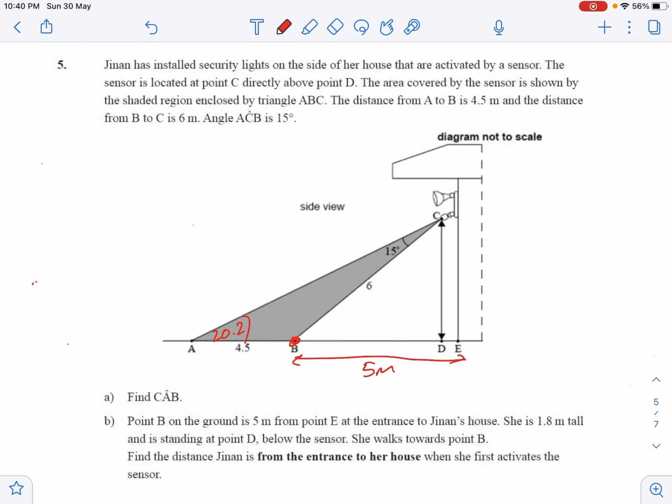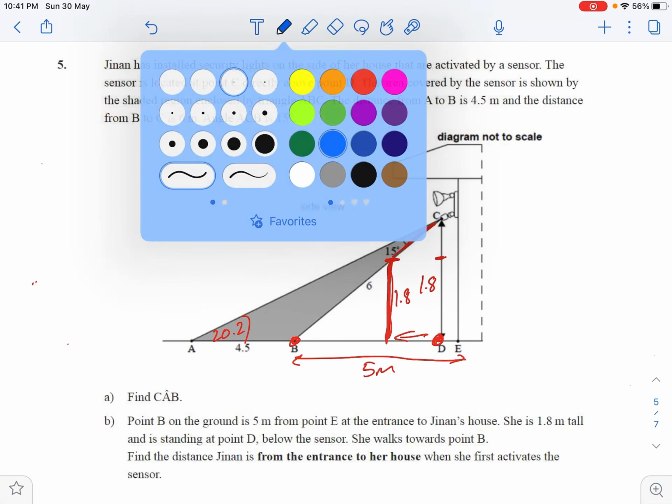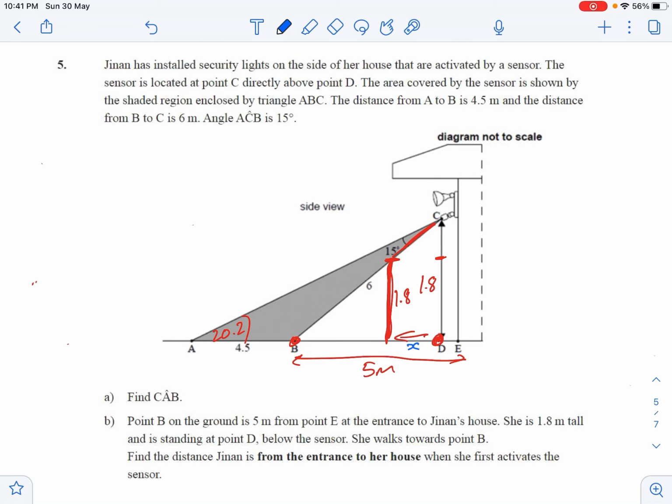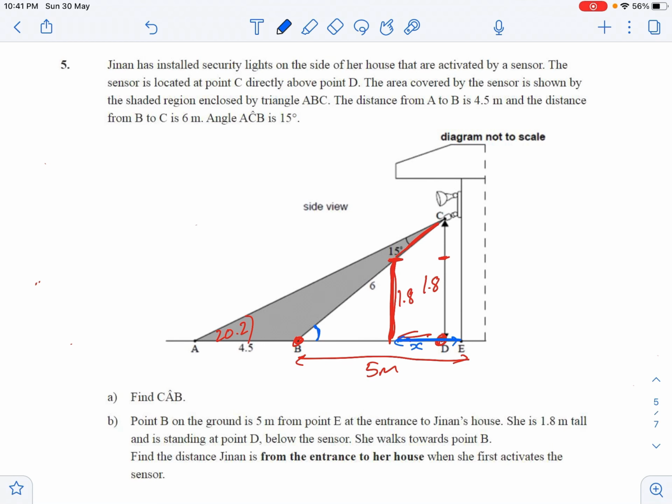She is 1.8 metres tall and is standing at point D, 1.8 metres. She walks towards point B, so she's going to be walking this way, and at some point, that 1.8 metres of her height hits this sensor. So somewhere here, let's imagine this is my diagram, this is going to be her 1.8 metres, and I'm trying to find this length here, I think. So it says find the distance she is from the entrance to her house. Sorry, I'm trying to find this distance, isn't it? Now, what I can do is work out this angle here, and then I can try and find this length here, and then take it away from 5 metres.